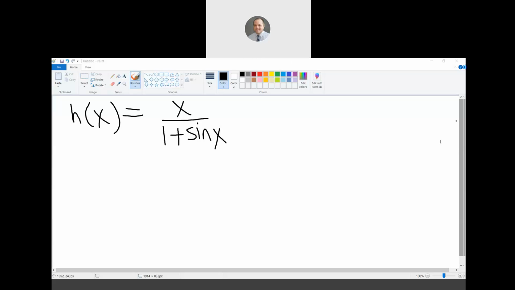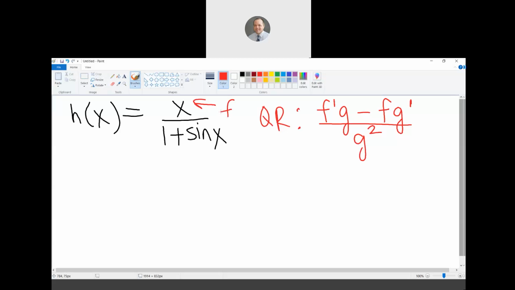Now, because we have a fraction, we must use the quotient rule. So the quotient rule is still a fraction. The derivative of f times g minus f times the derivative of g, and that's all over your denominator quantity squared, in which f of x is your x and g of x is your denominator.